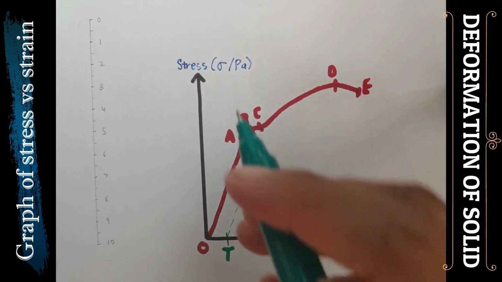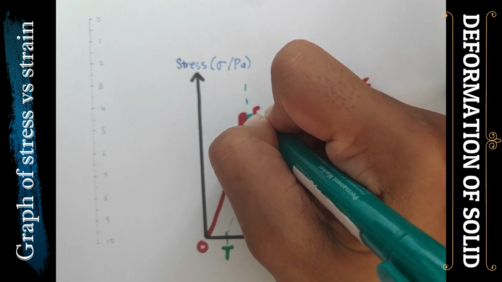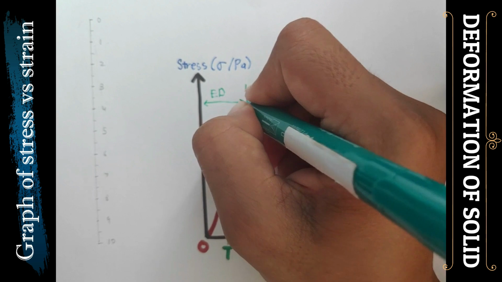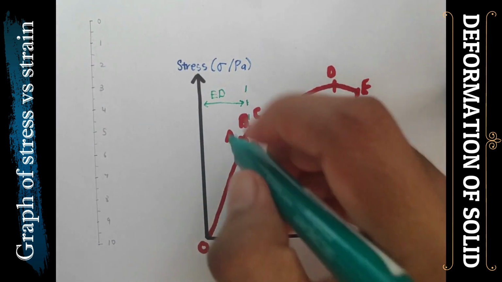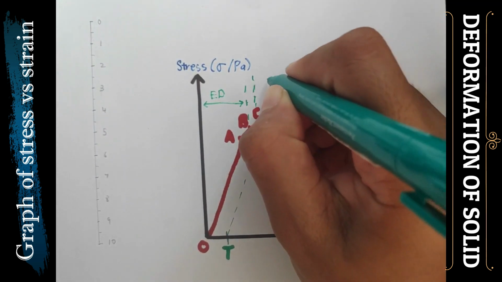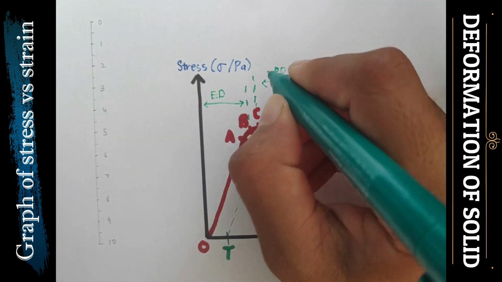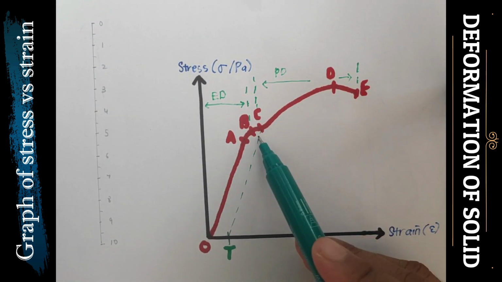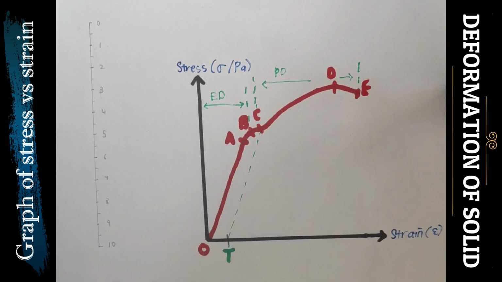So from region O to region B, we call this the elastic deformation region, because if you remove the force, the spring can go back to its original length. But from point C up until point E, we call it the plastic deformation region, because the spring cannot regain its original length. It is permanently deformed and the length is not the same as the original length.